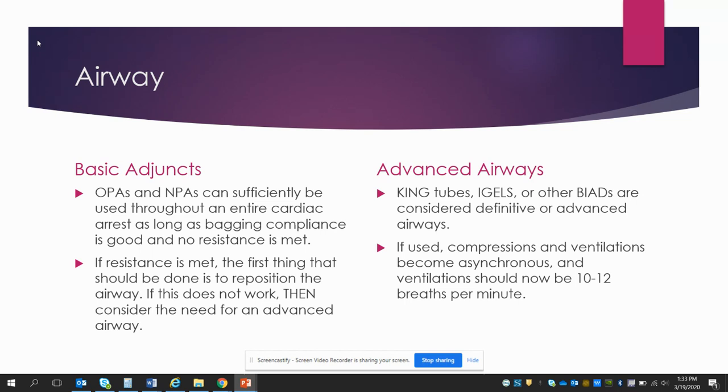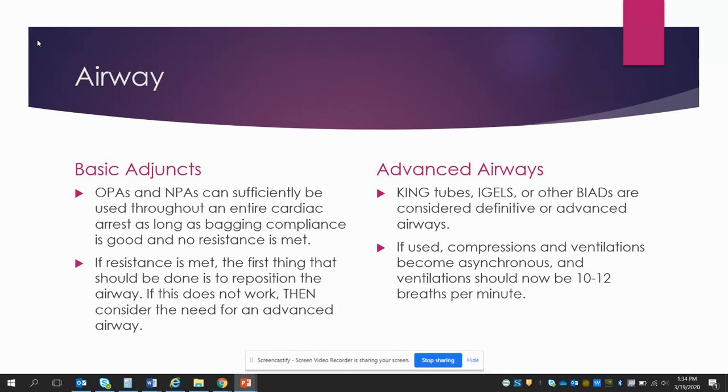So if you want to lead with a basic airway adjunct or an advanced airway right off the bat, that's really provider discretion for classroom purposes and for real life purposes. Unless your agency has a policy saying that you have to use a basic adjunct first, you could go ahead and lead with an advanced airway right off the bat. But again, you want to make sure that you're still getting good compliance and not meeting resistance continuously.